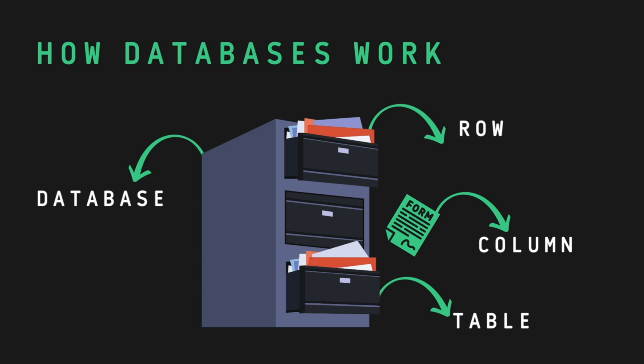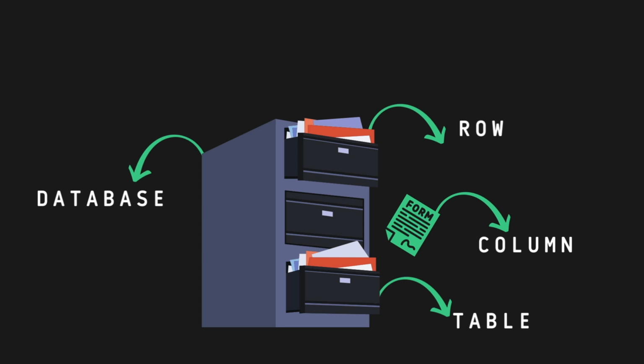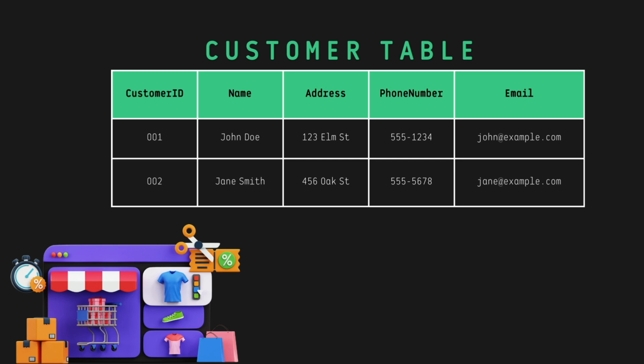So we have tables, rows, and columns. Let me give a simple example. Let's say we have a customer database. We are running an online store and you want to keep track of your customers. You could set up a database like this. You could name your table the customer table, then have columns like customer ID that will uniquely identify each customer, the name, the address, the phone number, and the email.